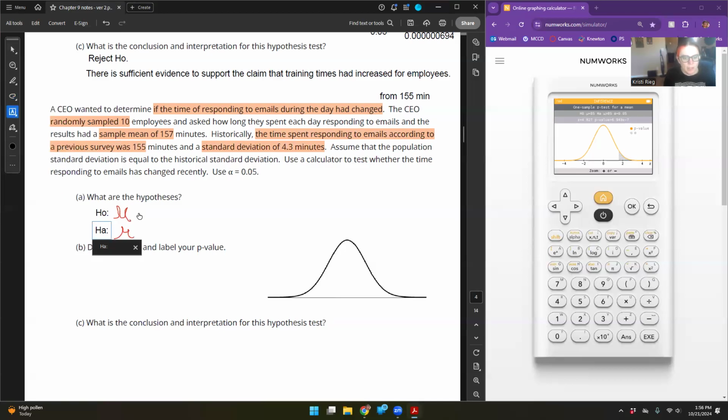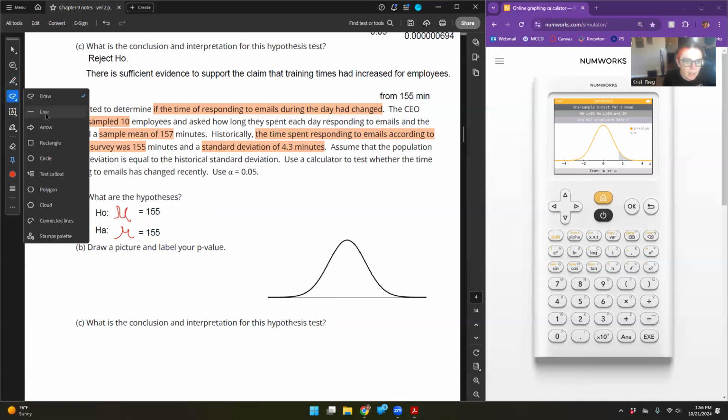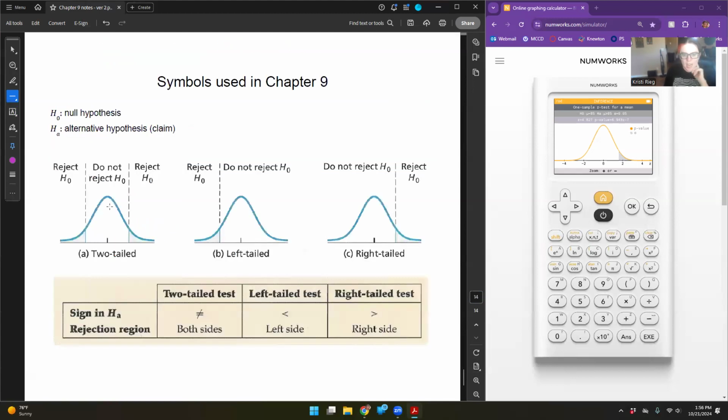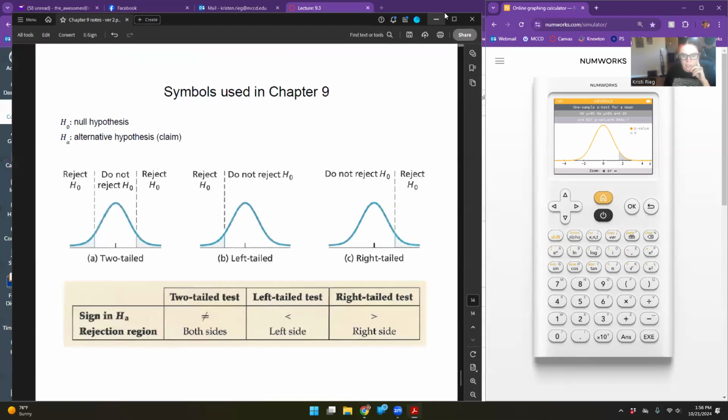And we have equal to 155 or not equal to 155. So I'm going to write equal real quick, and then I'll go ahead and throw in my not, my dramatic not. It's not equal to 155. Why do we need that? Remember from the last video, not equal means it's a two-tailed test. It's on both sides. So we're going to have our alpha showing up on both sides.